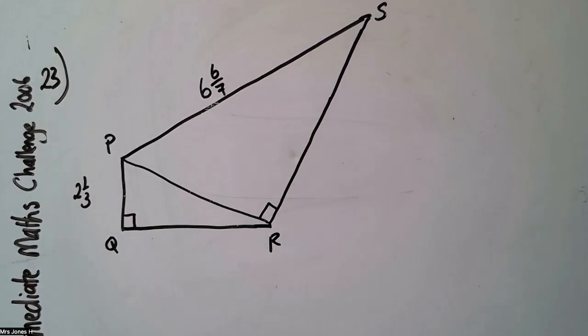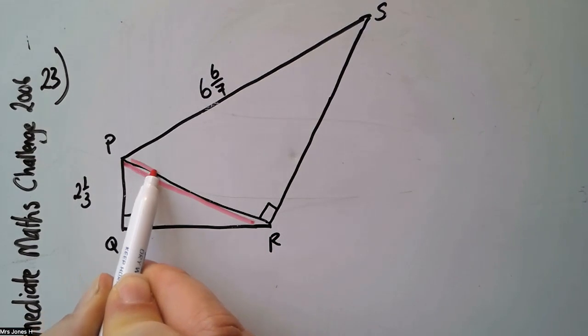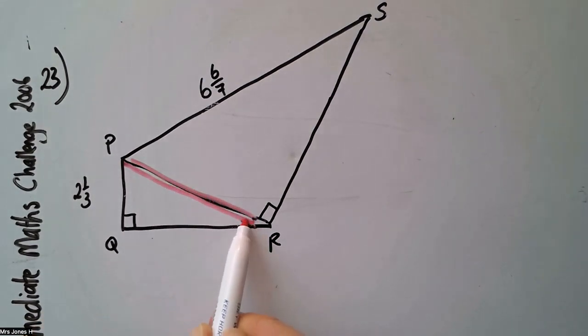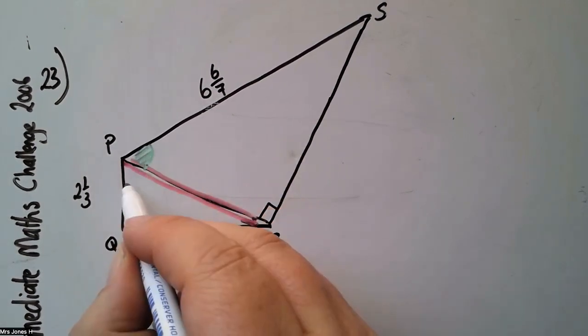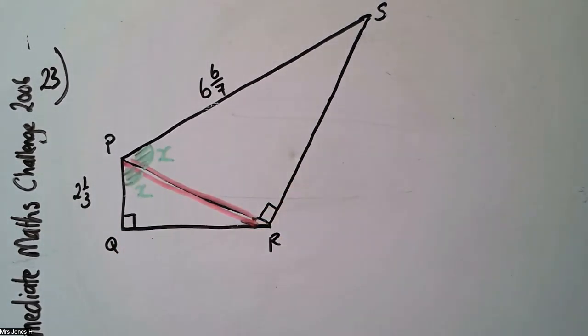So I've drawn it out. This is the length that we need to work out along here. We are told that these two are the same, so this angle here, whatever that angle is, is also the same. So I'm just going to call those X for now.